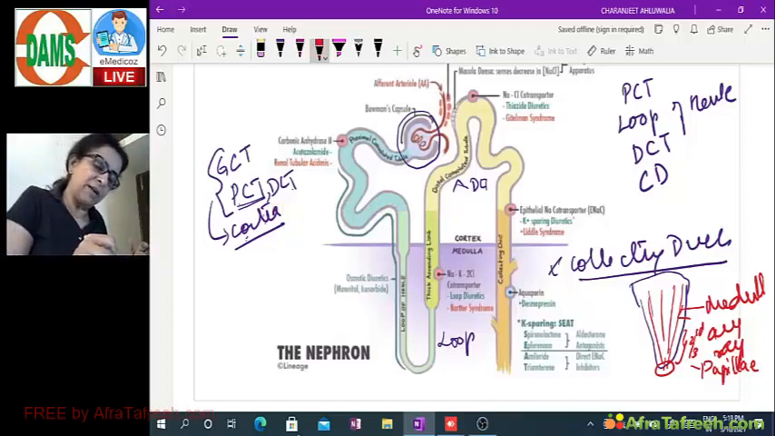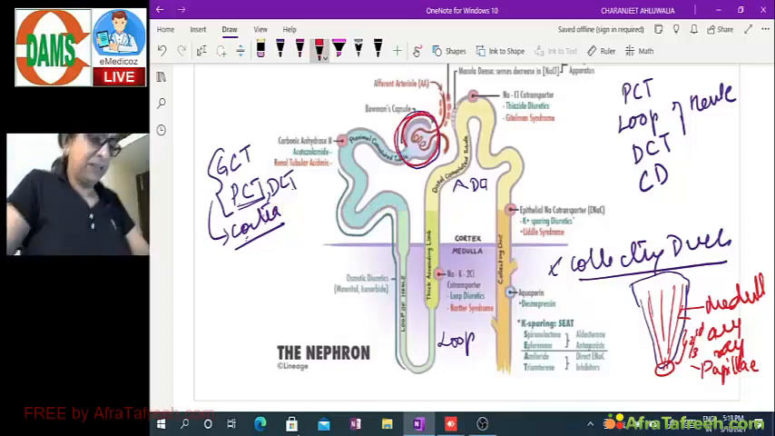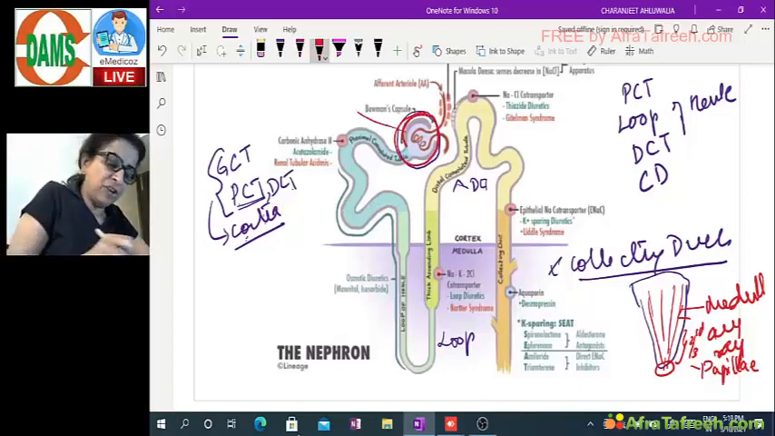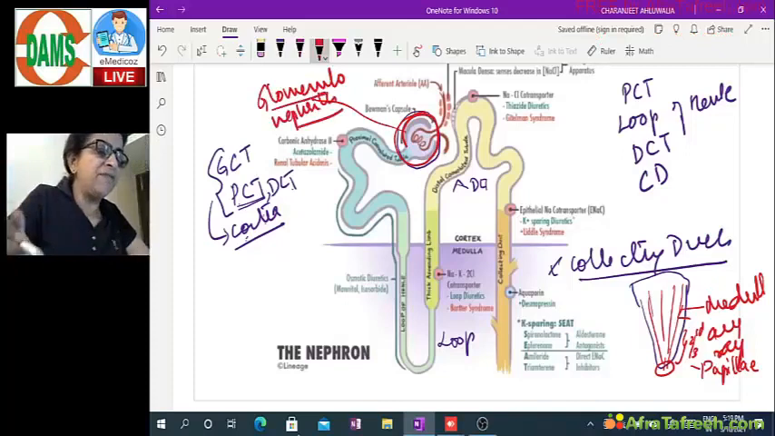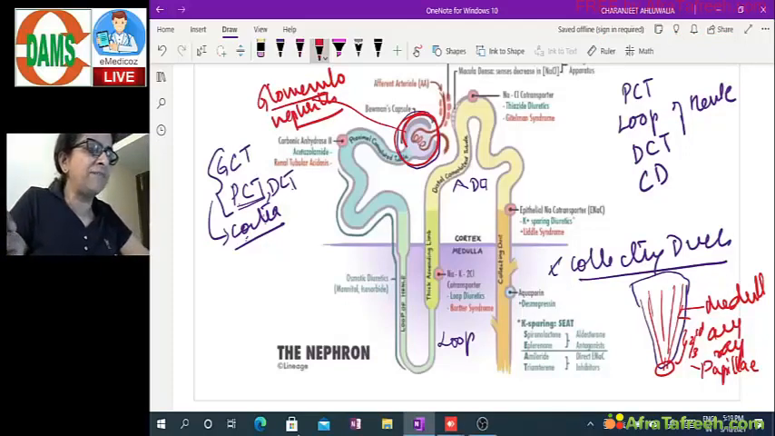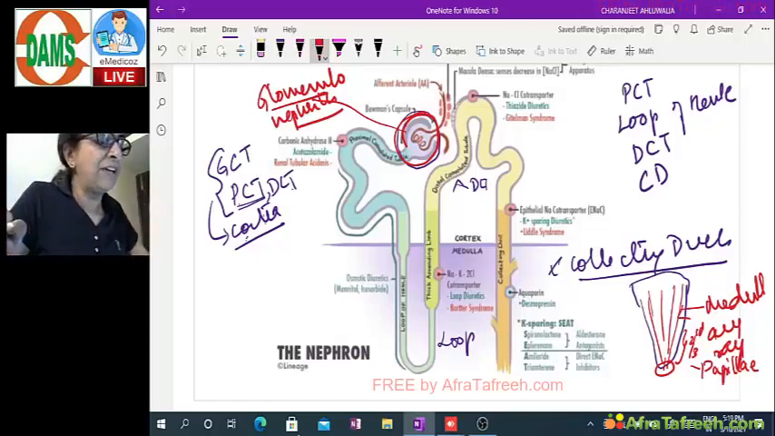Okay, now let us come to this portion of the kidney. This portion is the glomerulus. You know, the glomerulus can get inflamed. Inflammation of the glomerulus is called glomerulonephritis. So what is glomerulonephritis? If this glomerulus gets inflamed due to some cause, that's called glomerulonephritis.